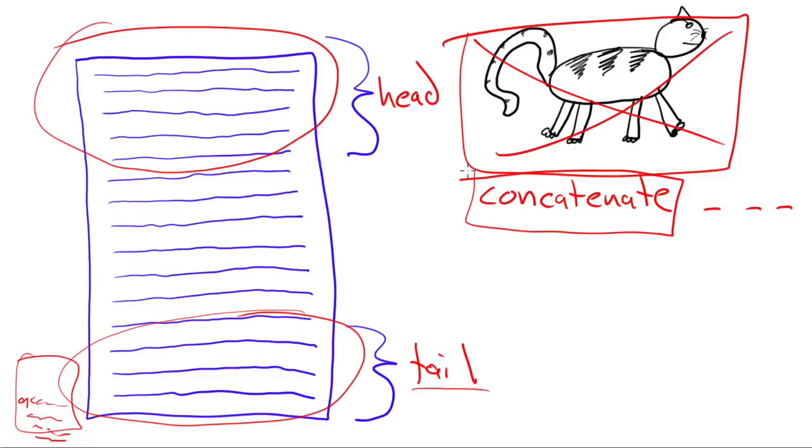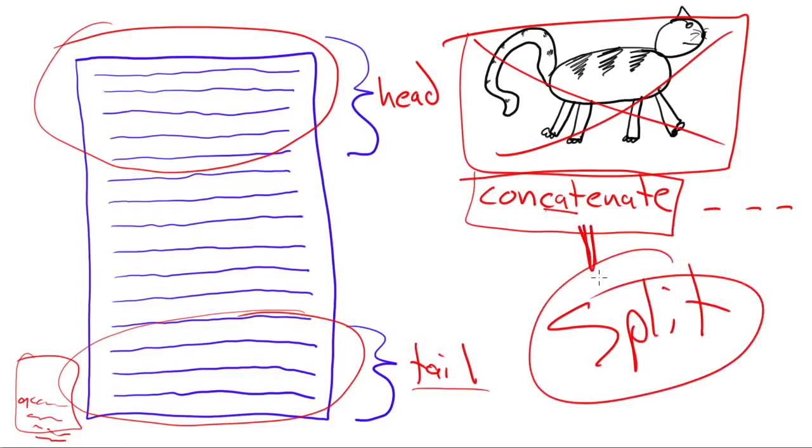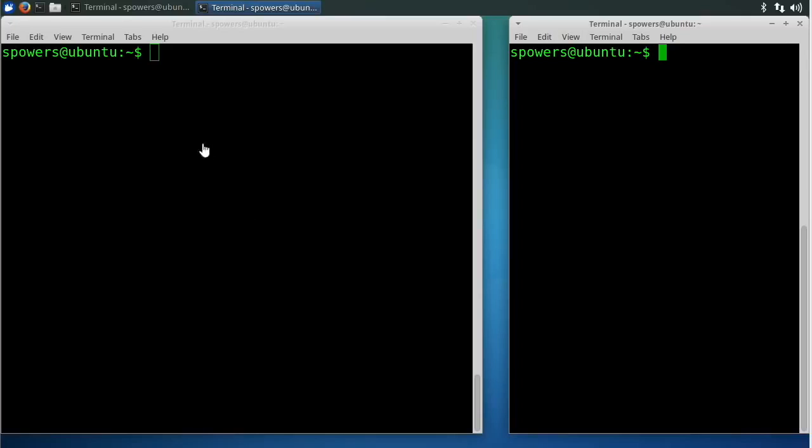But just know that even though that's what it's named and that's what it can do, generally we just use it to display the text in a file. So let's go to the command line and check these out. We're going to talk about split as well, because split is kind of the opposite of concatenate, and it works just oppositely. But anyway, let's go to the command line and check out head and tail, cat, and then split.